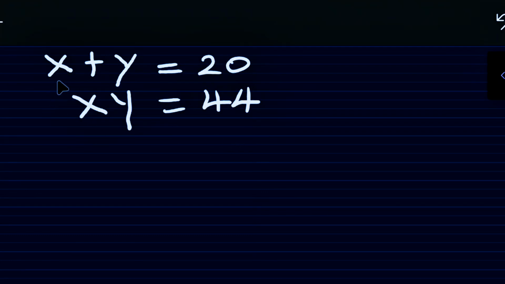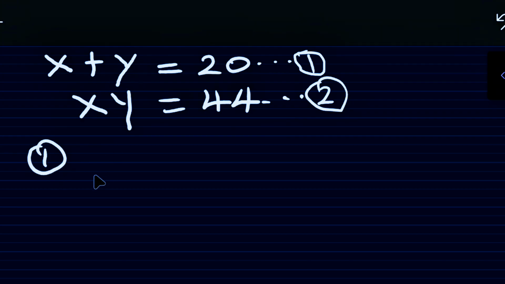Great minds, we were given x plus y equals 20 and x times y equals 44. And we are expected to find the values of x and y that will satisfy these given equations. So the first thing we are going to do is to name the first equation, equation 1, and name the second equation, equation 2.